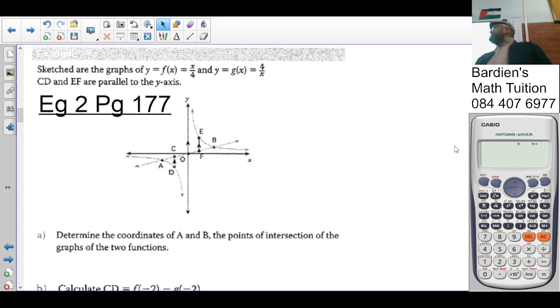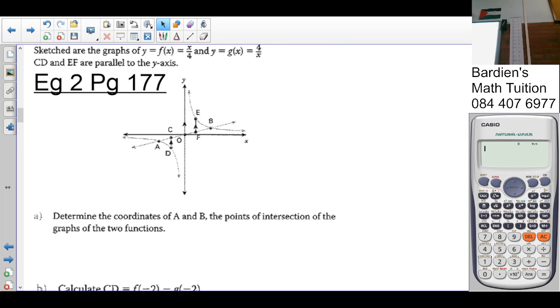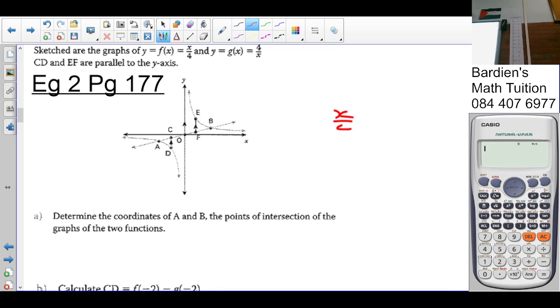Alright, so let's look at this example here. We are told in this example 2 on page 177: sketch the graphs of y equals f of x equals x over 4. What type of graph is that? And y is equal to g of x, which is equal to? No, x over 4. X over 4 can be written as 1 over 4x. So this is actually the straight line. Then y is equal to g of x equal to 4 over x. Or did I say that first? Or did I say x over 4?